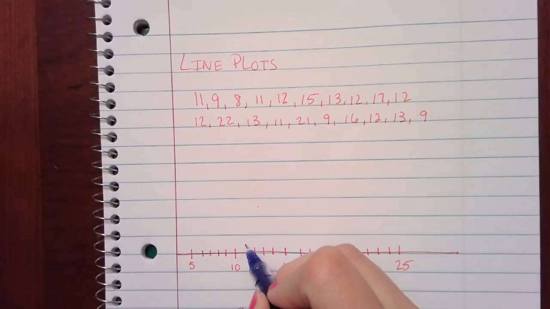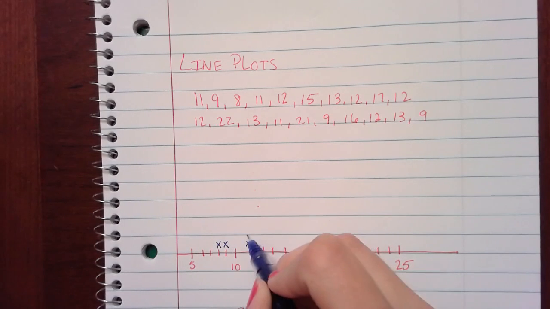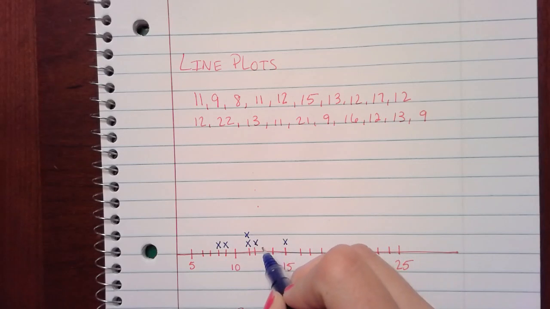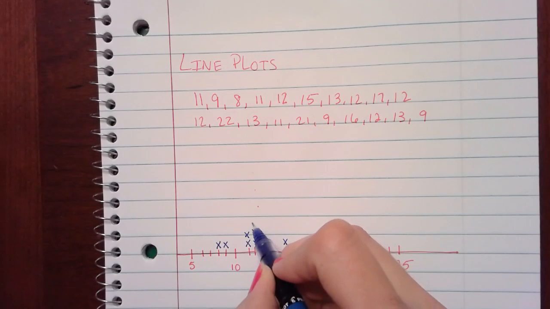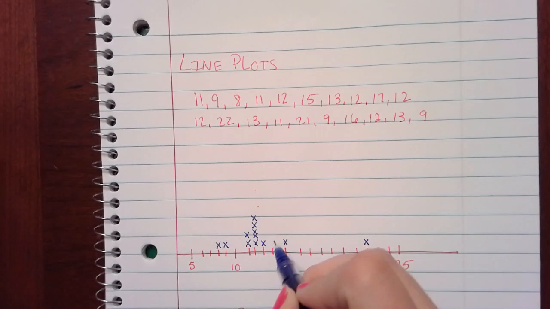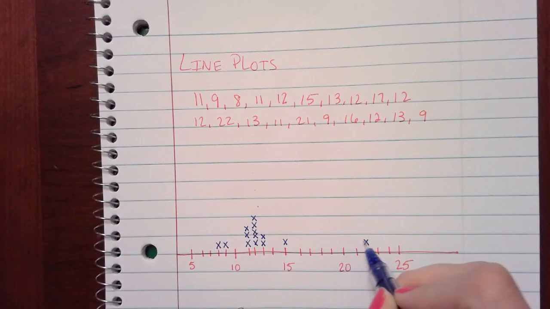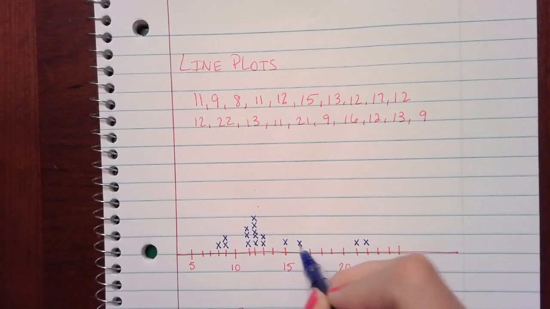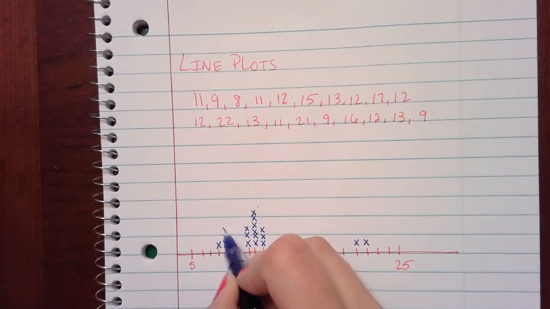So what we're going to do is just put X's above the line plot where these ages go. So here we have an 11, then we have a 9, we have an 8, another 11, a 12, a 15, a 13, another 12, another 12, another 12, another 12. And we have somebody who's 22. We have a 13-year-old, another 11-year-old, somebody who's 21, a 9-year-old, somebody who's 16, another 12-year-old, another 13-year-old, and another 9-year-old.